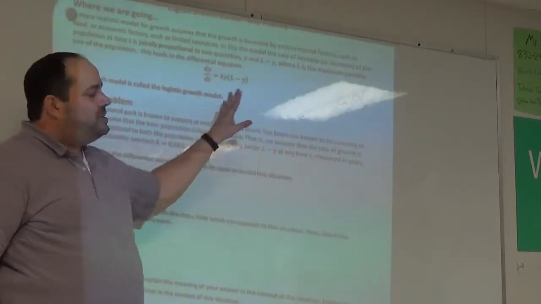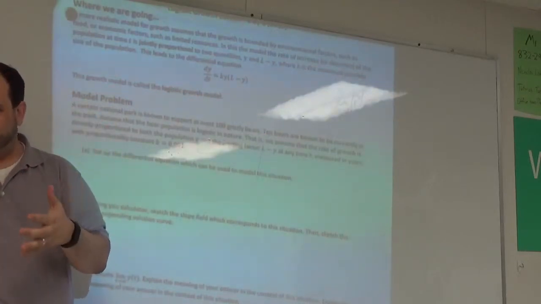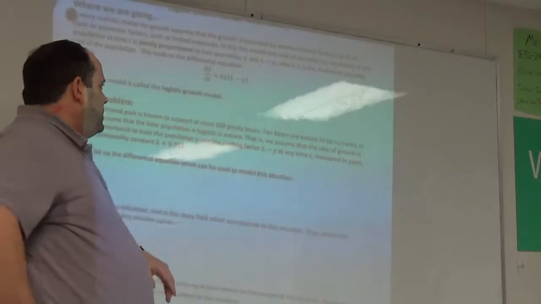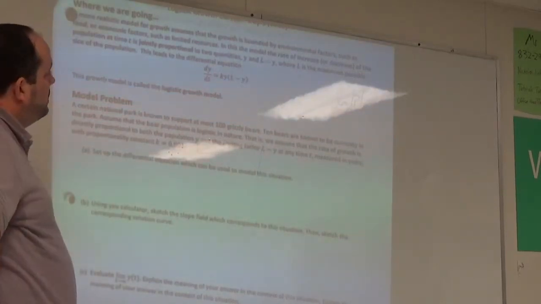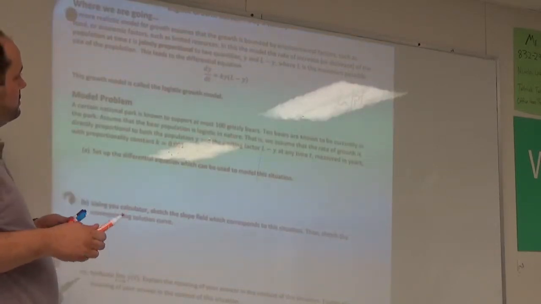Okay. Logistic growth assumes what's called the carrying capacity, the limiting capacity. Chepe, keep reading. In this model, the rate of increase or decrease of the population at time t is jointly proportional to quantities y and L minus y.